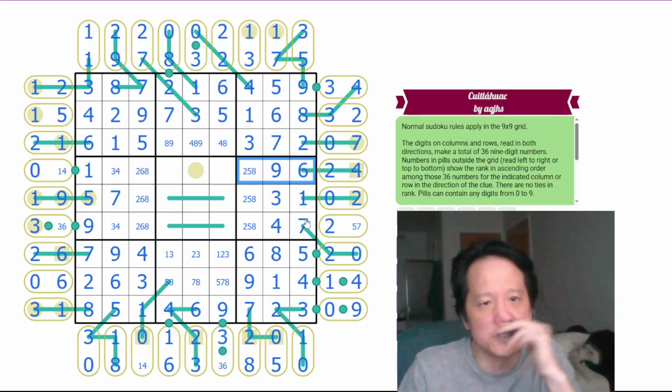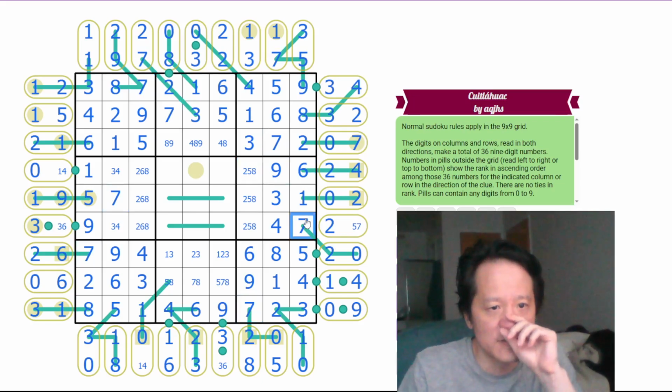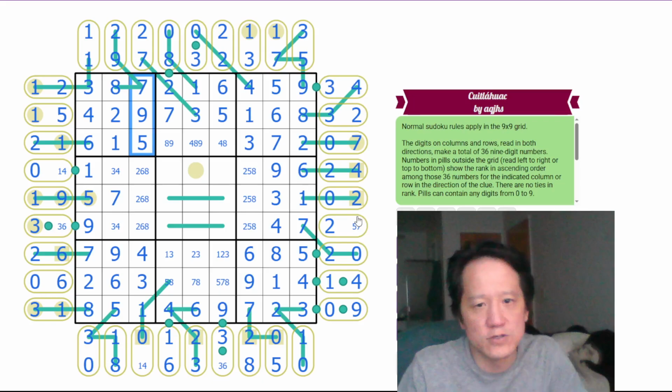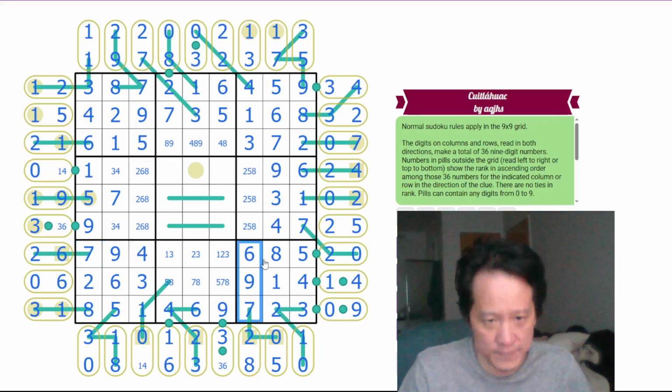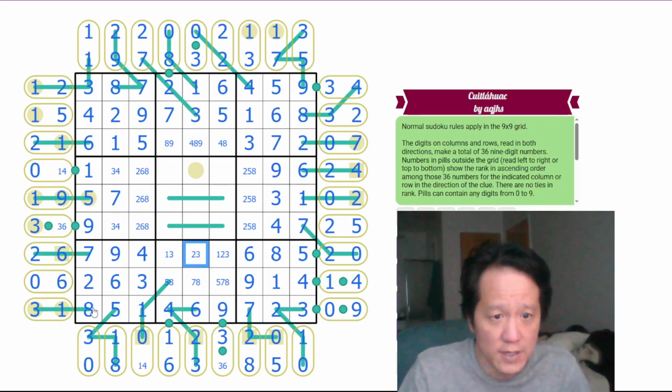So 6s are done. Now we have 7s, which looks, we need 25. We have 28. We have 26, 28, and 27. So this must be 25. And it does work. 7, 4 is less than 7, 9, 4, which is less than 7, 9, 5, which is less than 7, 9, 6. So that works for 7s. 8s.